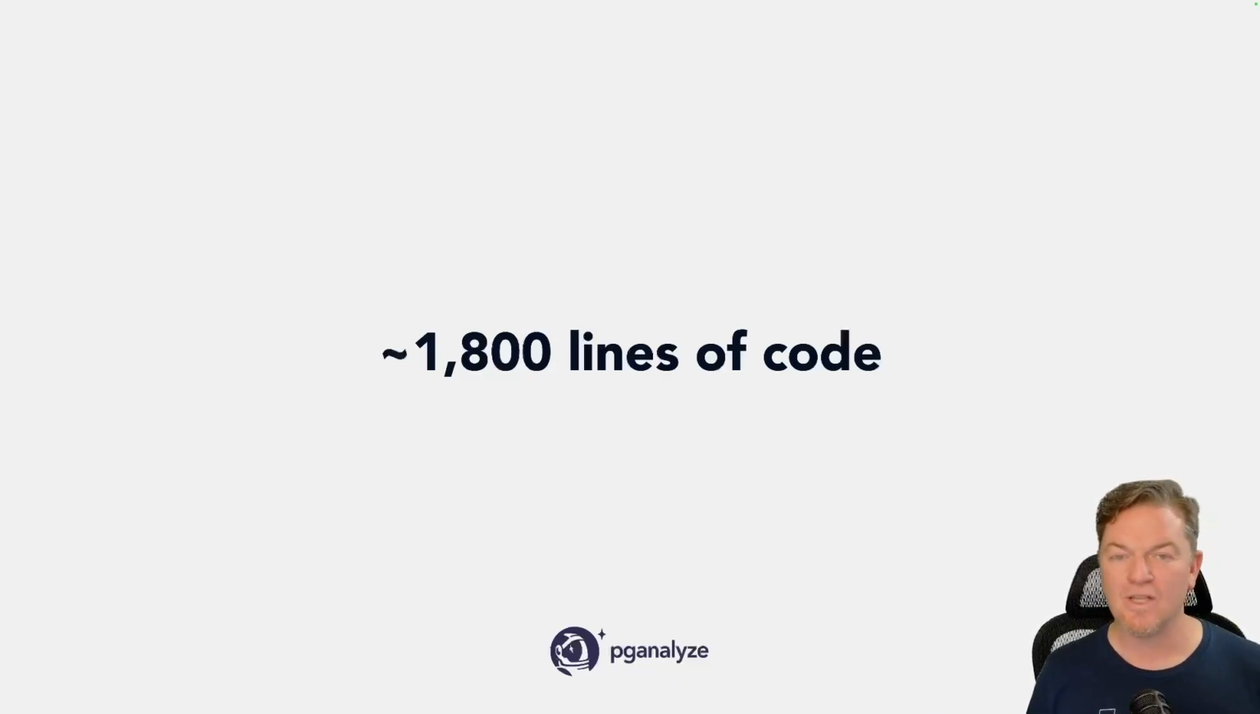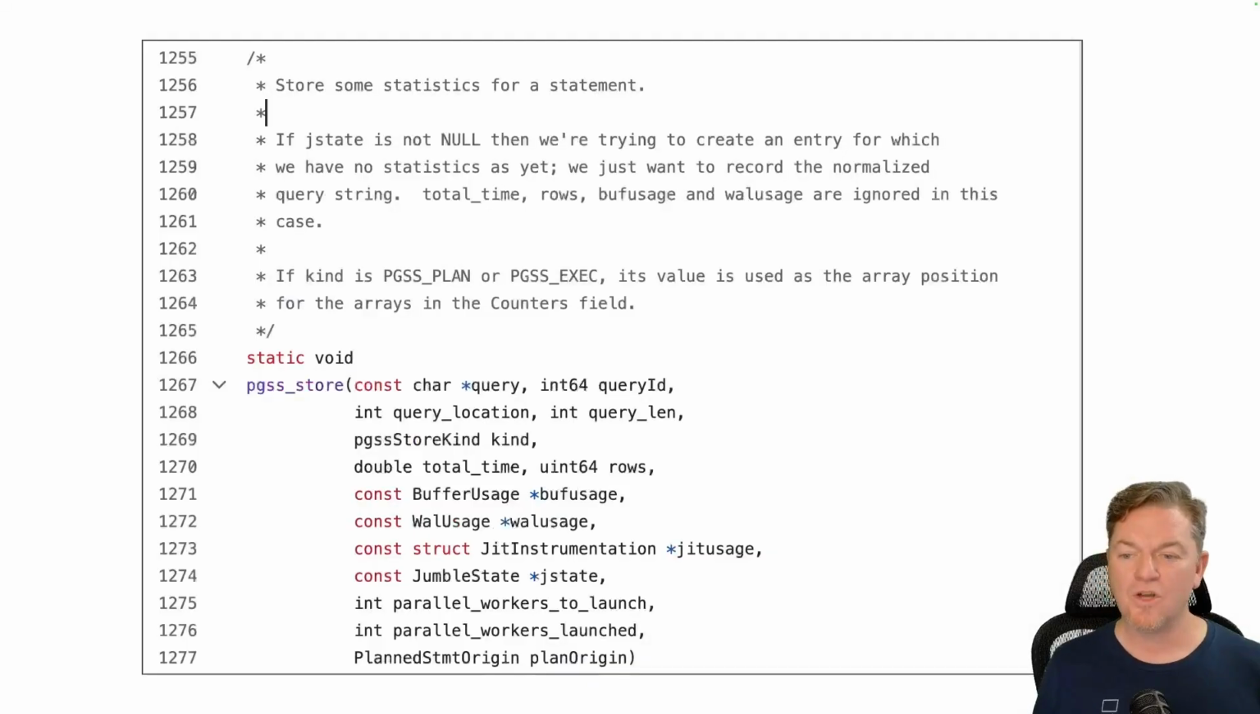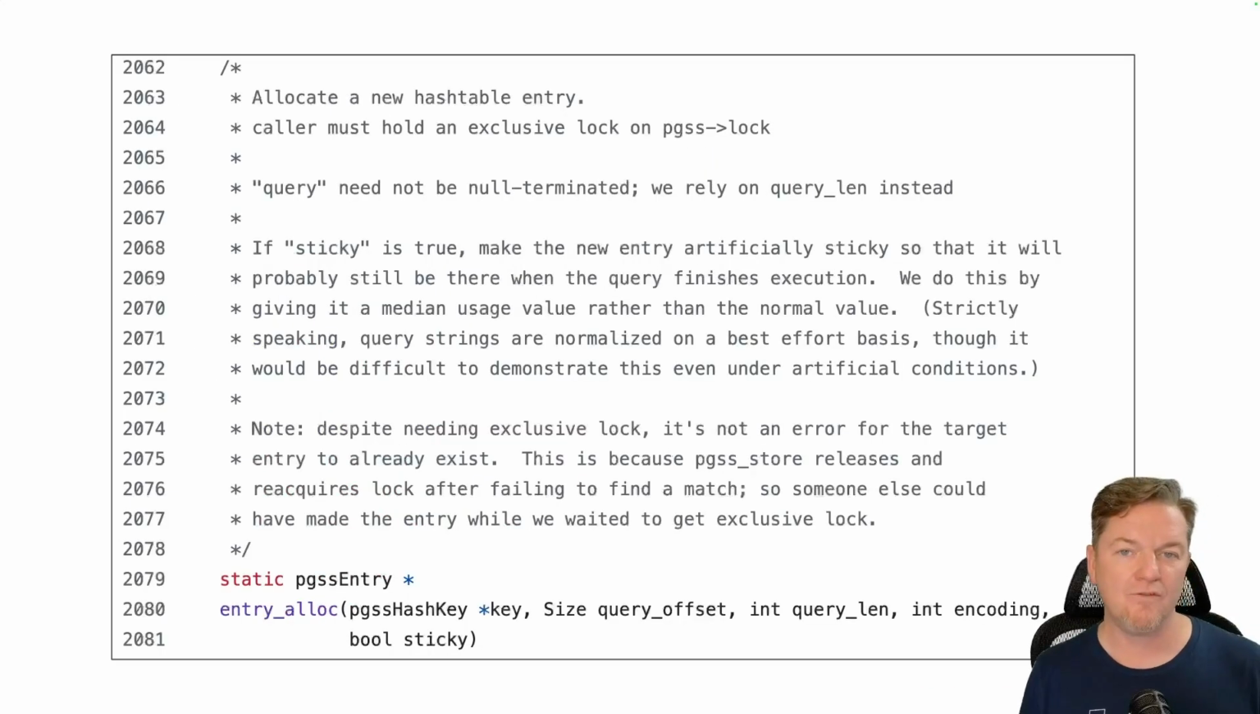It's only about 1,800 lines of code. A lot of it is defense against making sure we're storing the right things at the right times. Now, in my reading of this code, I see essentially 3 primary functions about storing data. There are a lot of other functions in here for specific purposes, but we are primarily concerned about 3 of them. Those are the pgss store function. That is, every single completed execution goes through this function to start storing the values. And then whether or not it just updates values or allocates entries happens through the other functions.